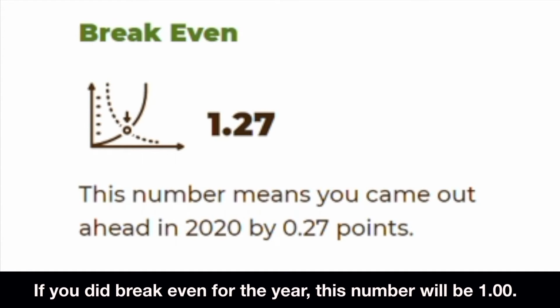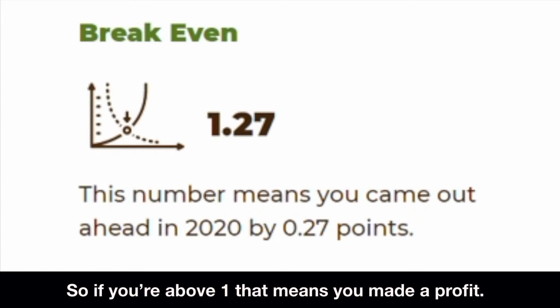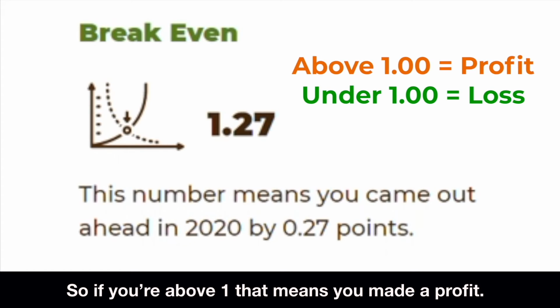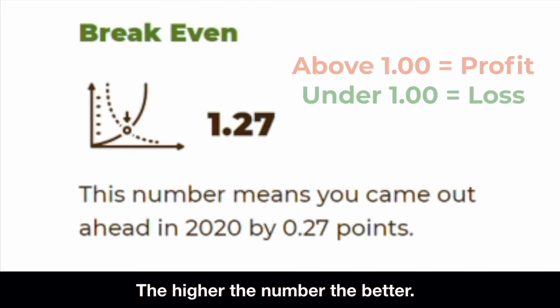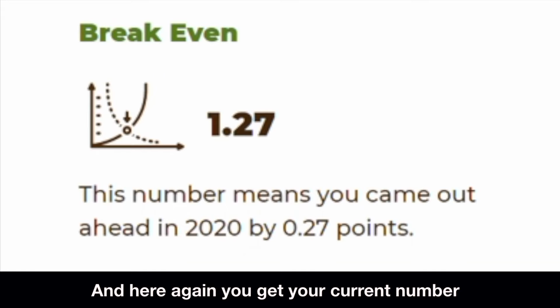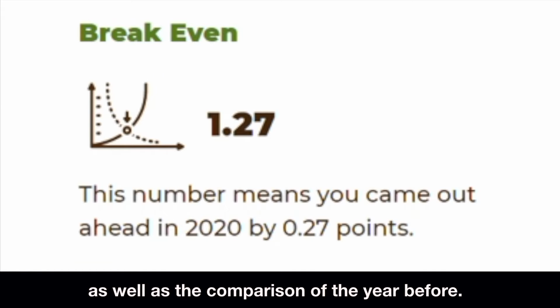If you did break even for the year, this number would be 1.00. So if you're above 1, that means you made a profit. If you're below 1, that means you made a loss. The higher the number, the better. And here again, you get your current number as well as the comparison of the year before.